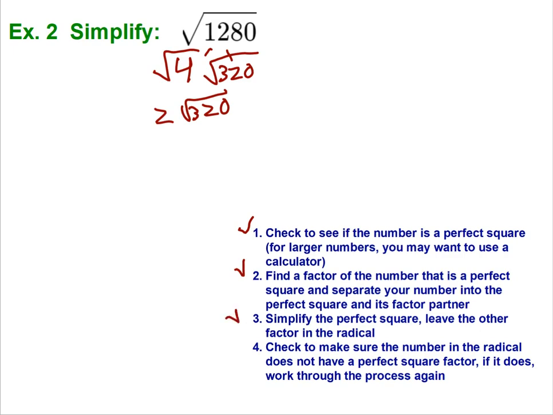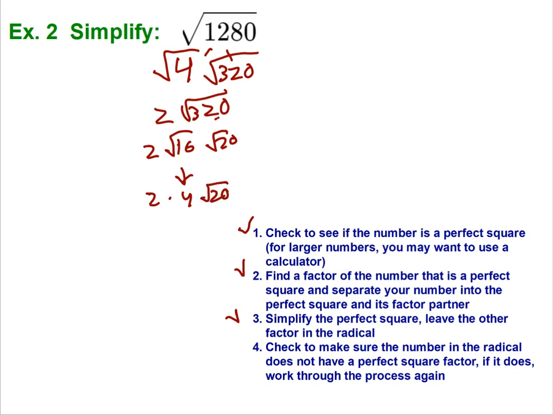But now I need to check, are there any perfect squares that go into 320? Well, I know 16 goes into 32, which means 16 also has to go into 320. So this is going to be the square root of, if I do 320 divided by 16, I get 20. So this is the square root of 16 times the square root of 20. Bring down this 2. The square root of 16 is 4. So this is 2 times 4 times the square root of 20.